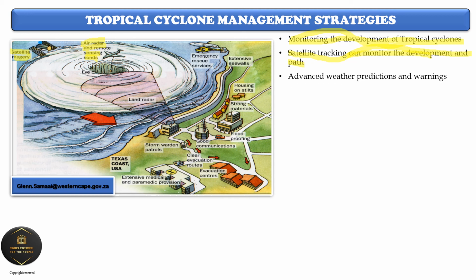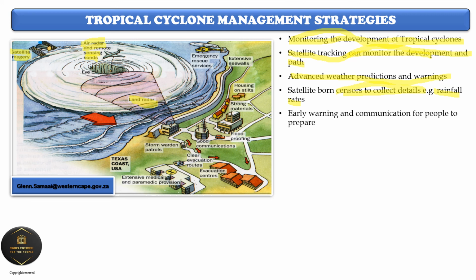We also need advanced weather predictions and warnings. So that's what I said, air radars can be used for that. Now satellite-borne sensors collect details, so to look at rainfall rates, for example. Your air radar and remote sensing zones will assist with that. Again, a land radar is important. It assists in tracking changes in your sea level, and then there's the developing storm as well.